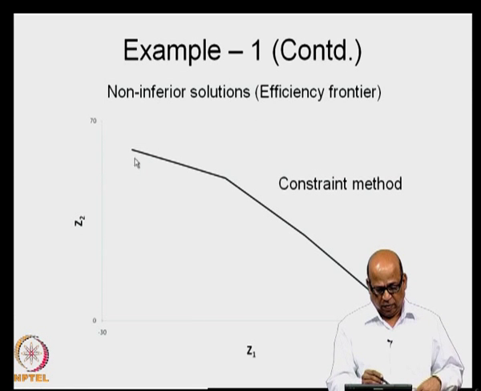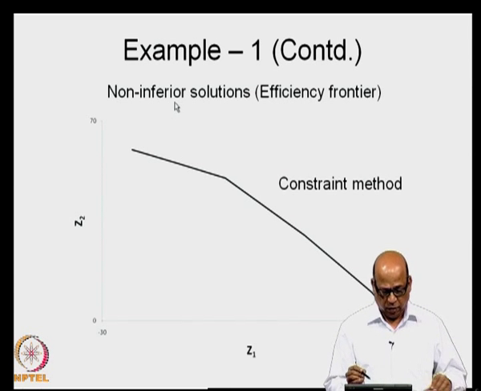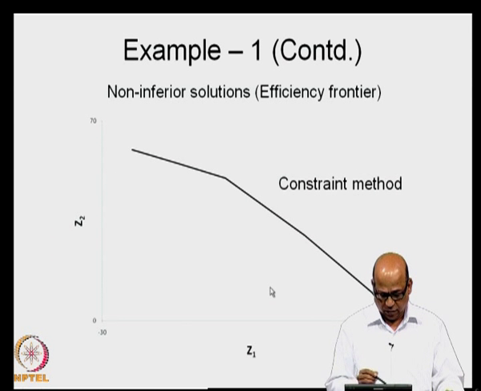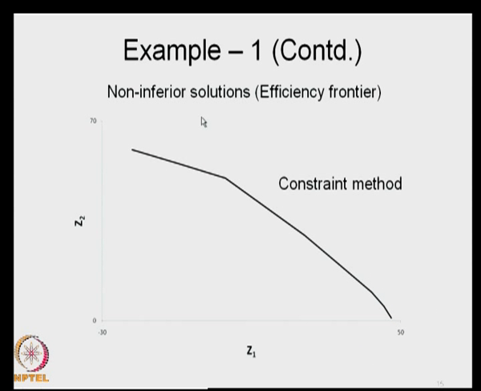And then we generate the non-inferior solutions. All I am doing is plotting Z1 versus Z2 here, so Z1 on this axis versus Z2. This is a set of non-inferior solutions. This is also called the efficiency frontier, or the Pareto optimal frontier. Pareto was the researcher who introduced this concept of Pareto optimal solutions. So, from the constraint method you get this Pareto optimal solution.